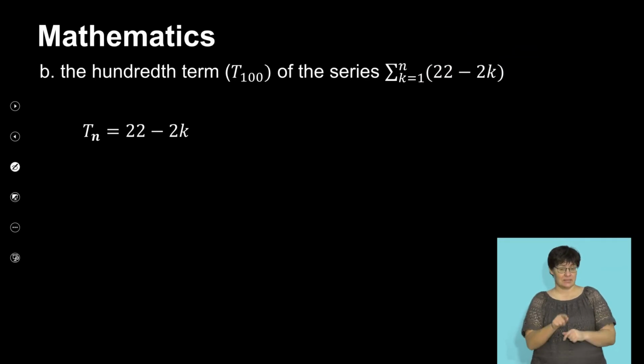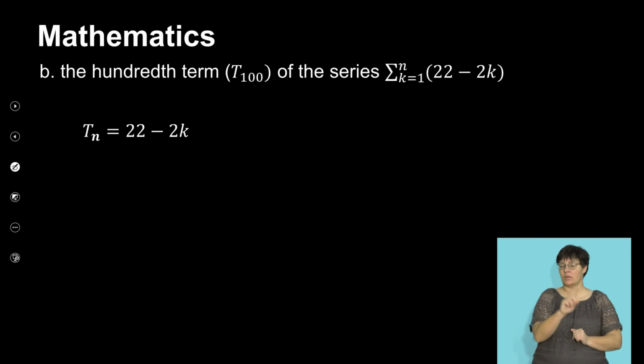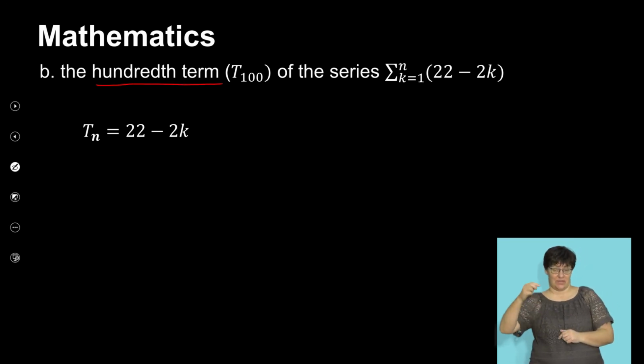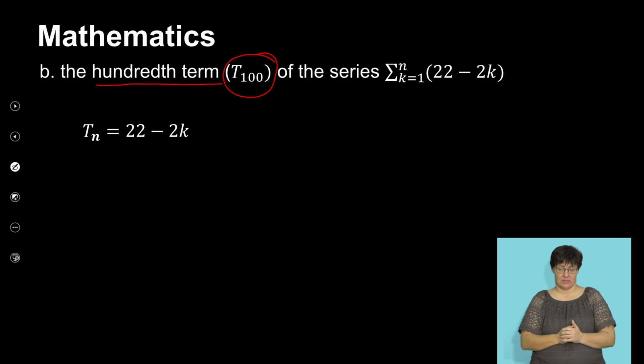So the next part of the question has asked me to determine the 100th term of the series. So we are finding T100. I'm sure that everyone will agree that I have got my nth term. Please remember this is actually supposed to say Tk, not Tn, because we know that the Tn has been expressed in terms of k. So Tk is equal to 22 minus 2k.